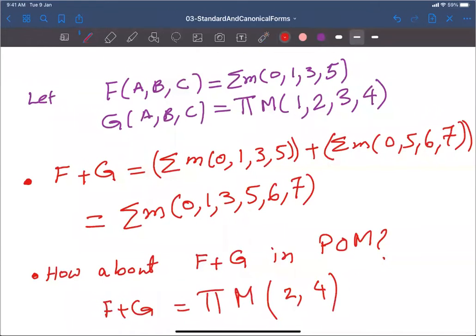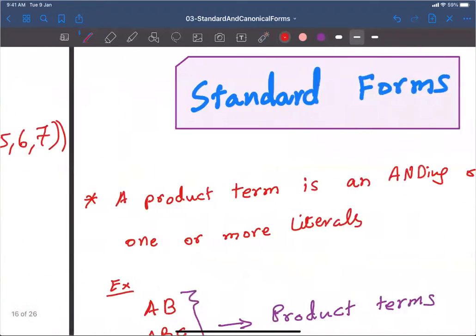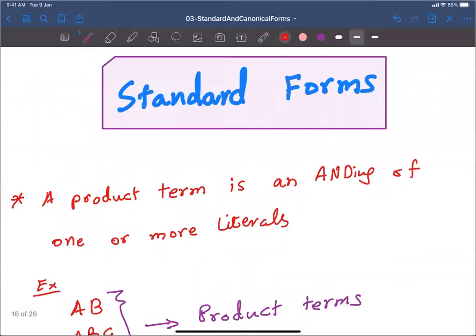Okay, so let's move on to what we call standard forms. Now, the standard forms are more general than canonical forms. So canonical forms are a special case of standard forms. For standard forms, we define two concepts. Like in canonical form, we defined the min terms and max terms, here we define a product and a sum.